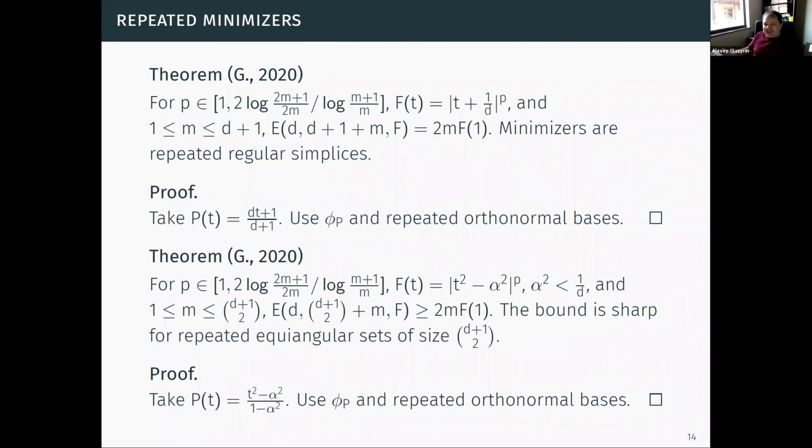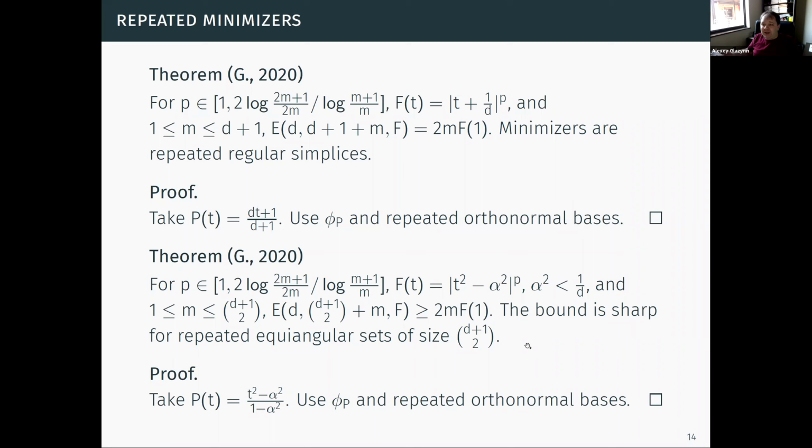Hopefully it's convincing as well. So take something nice in a smaller dimension that you suspect must be a minimizer, map it to a higher dimension so that it's an orthonormal basis, and then use the result for orthonormal basis. By the way, if the conjecture of Josiah for orthonormal basis is correct, then all these results are going to be extended as well for any number of points. Right, so we're going to have repeated regular simplices here, repeated maximal equiangular sets there. It's just going to work the same.